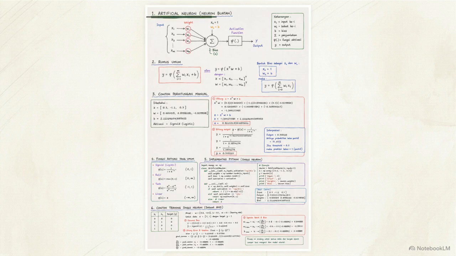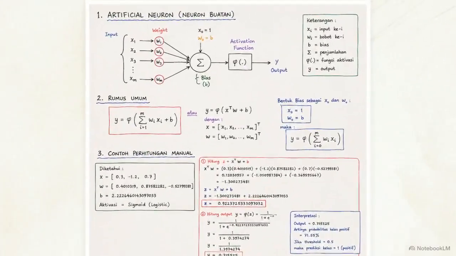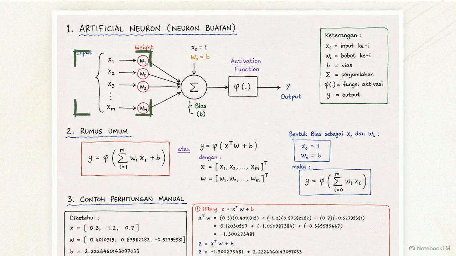This handwritten diagram maps out the complete architecture of an artificial neuron. It is the smallest, individual decision-making unit used in machine learning. Today, we will break down its anatomy, calculate its math by hand, and then write it in Python.